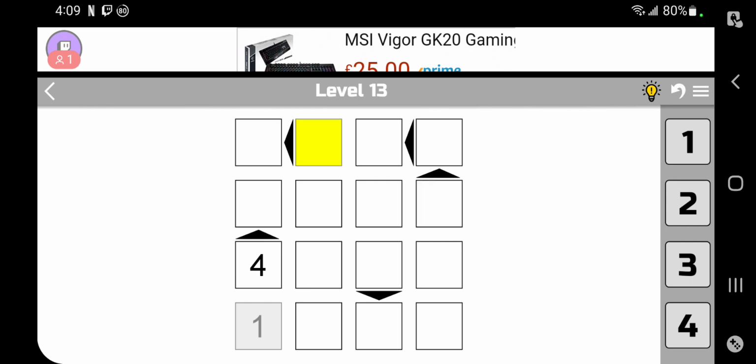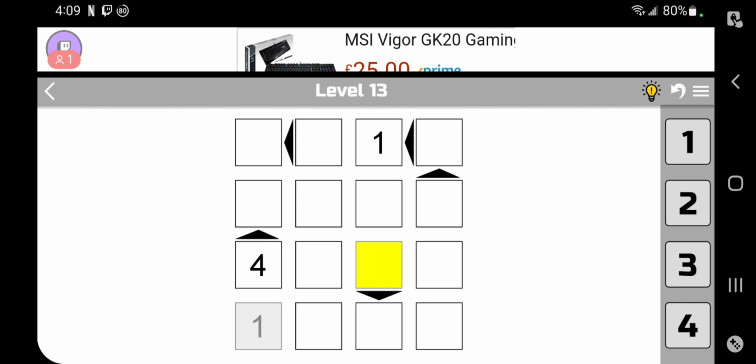Okay, that can't be a 1. And that can't be a 1. So the 1 must be there or there. Because if the 1 can't be there and it can't be there, it must be there or there. And there is a 1 in that column already, so that must be a 1. If that's a 1, that can't be a 4. The highest number that can be is a 3.